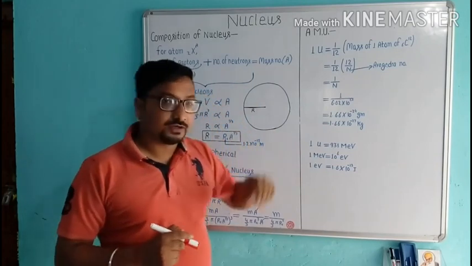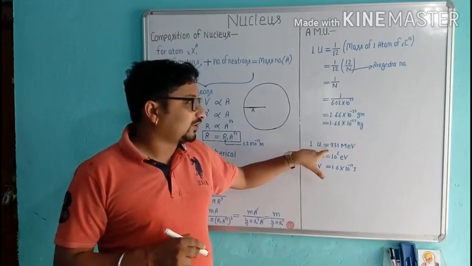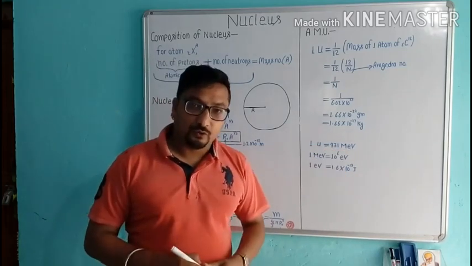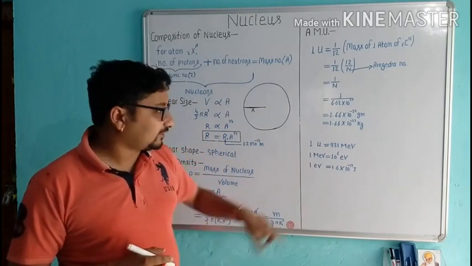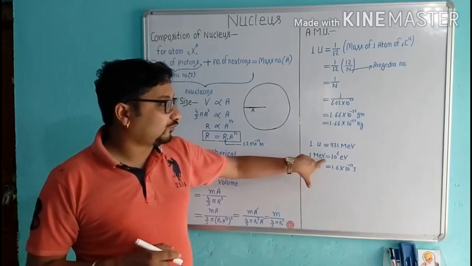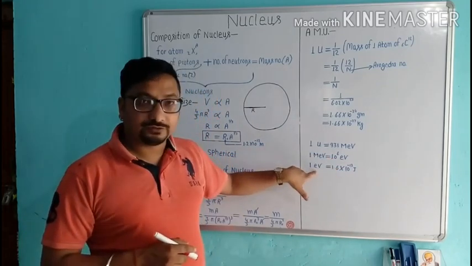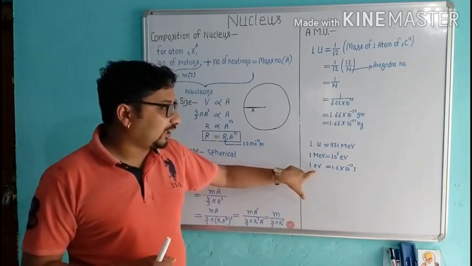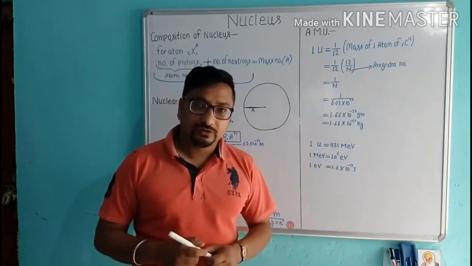Now, in terms of energy, one atomic mass unit is equal to 931 million electron volt. We use these formulas for numerical purposes. 1 million electron volt is equal to 10 to the power 6 electron volt, where 1 electron volt, you already know, is a unit of energy. 1 electron volt is equal to 1.6 into 10 to the power minus 19 joule.